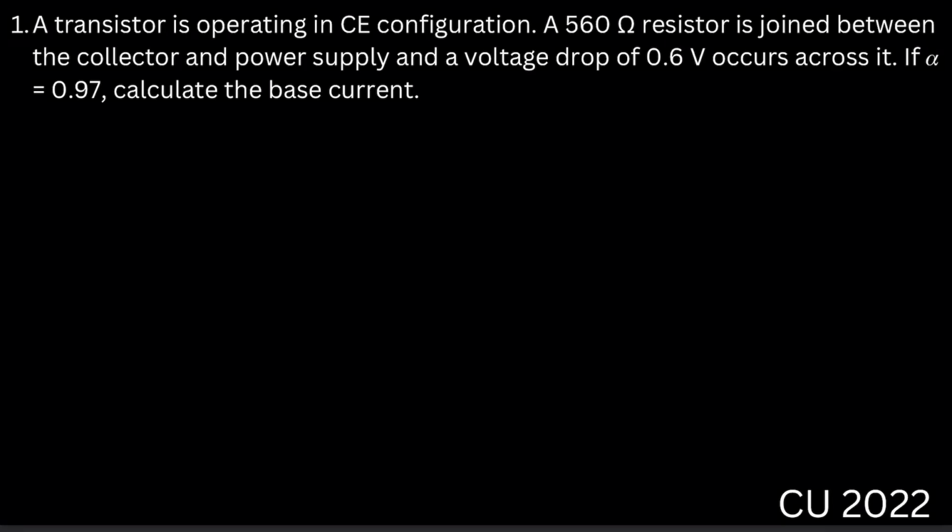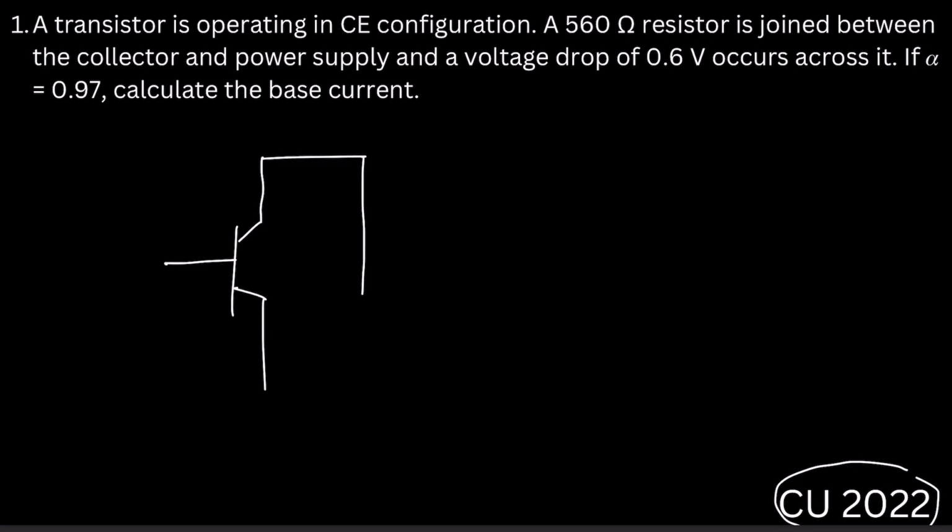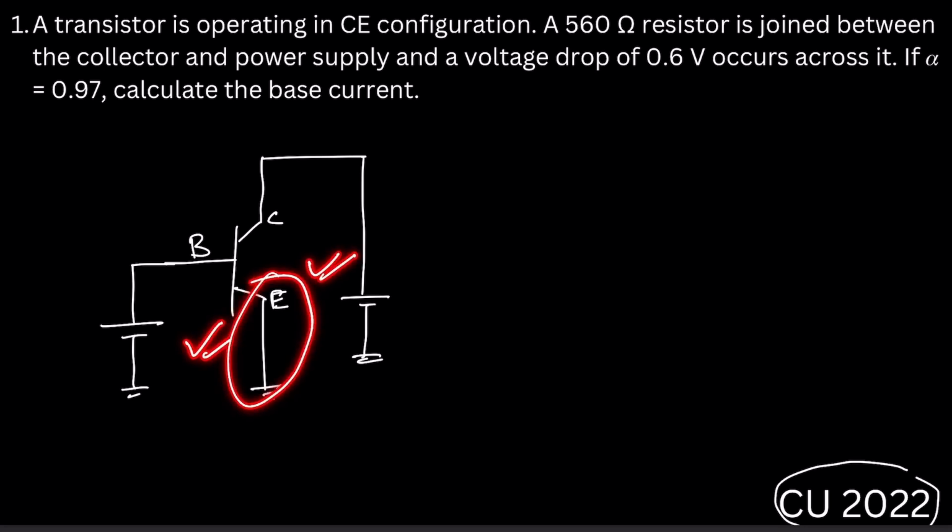Let's start with the CU 2022 question. Here the question is, a transistor is operating in CE configuration. That means the emitter will be common in the input loop and the output loop. So this will be base, collector and emitter. You can see the emitter is common in the input and output loop. This will be the input loop, this will be the output loop. So emitter is common. Okay, so this will be the CE configuration.